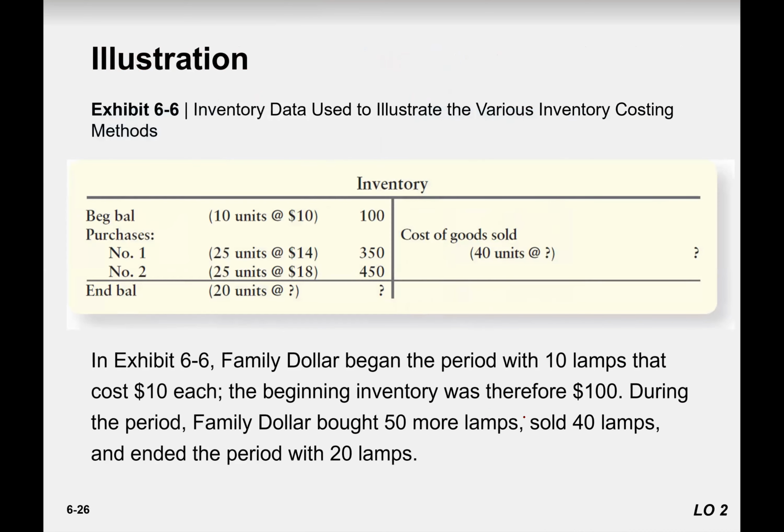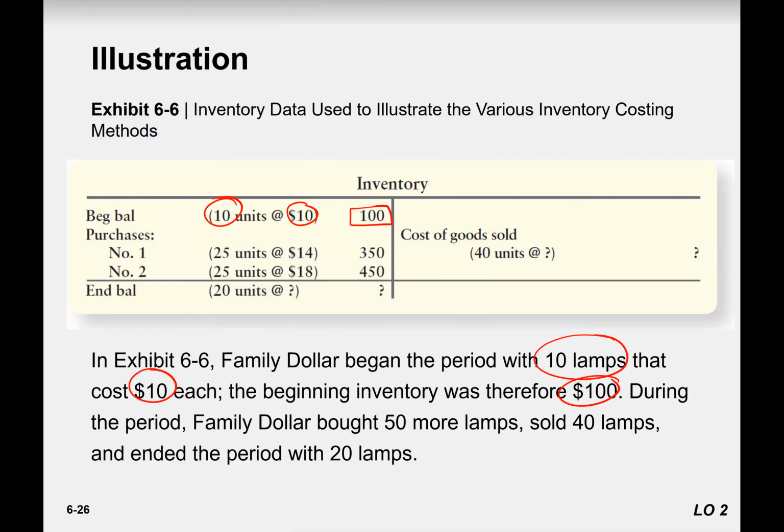Here we go. So let's talk about this illustration, exhibit 6.6. The Family Dollar began the period with 10 lamps, which means the beginning inventory is 10 units that cost 10 each. So the beginning inventory was therefore 100, which means 10 units multiplied by 10 each. So total inventory cost is going to be 100.